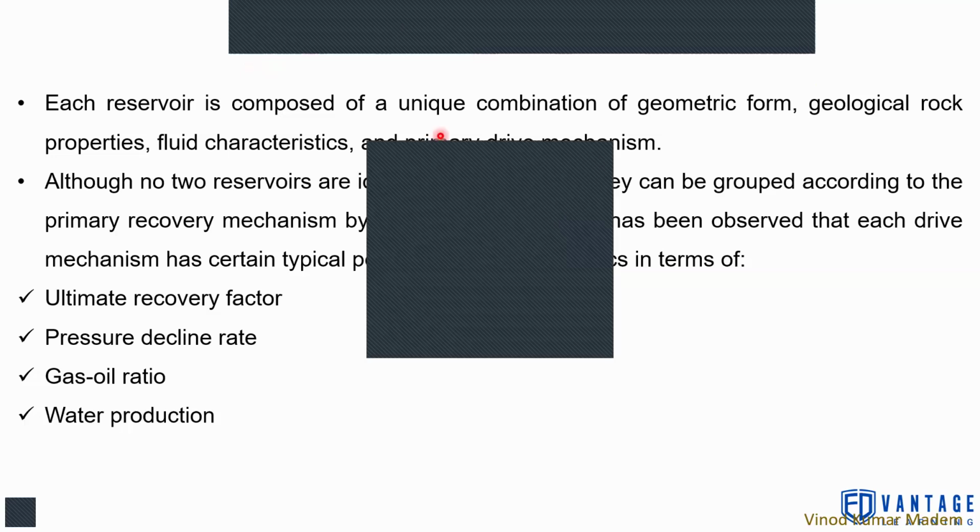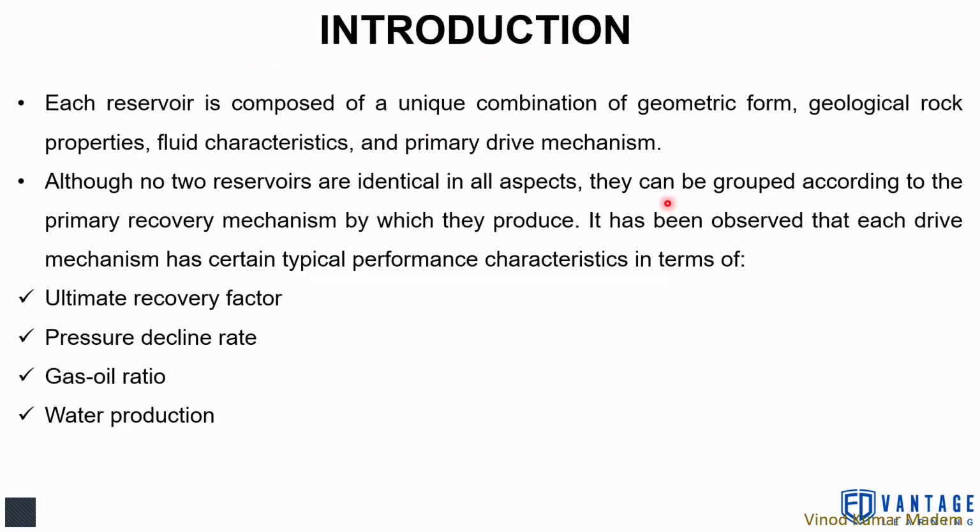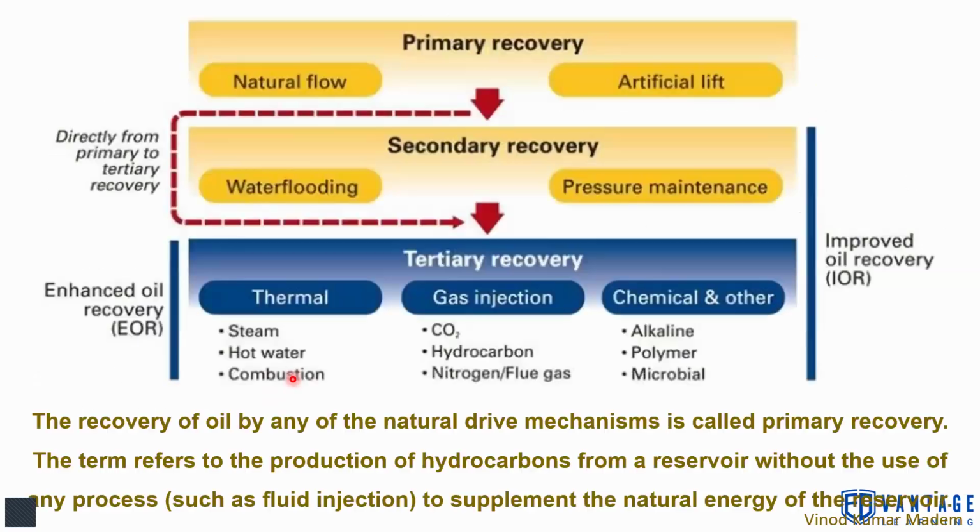Okay. So there are several characteristics like ultimate recovery factor, decline rate of pressure, gas oil ratio, and water production. These four typically affect the economics and also production profiles of several fields. So primary recovery is either through natural flow or artificial lift. In artificial lift, we try to give a pressure support in the wellbore. We don't apply it in the reservoir. Whatever energy is there in the reservoir, we use that as an energy source during primary recovery.